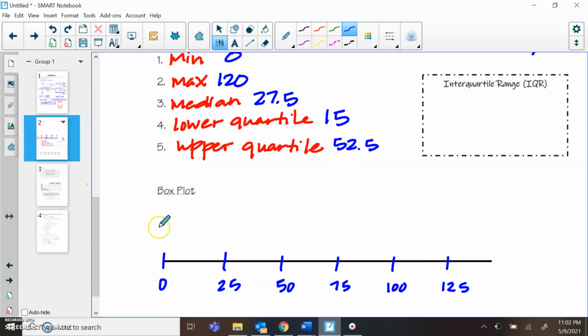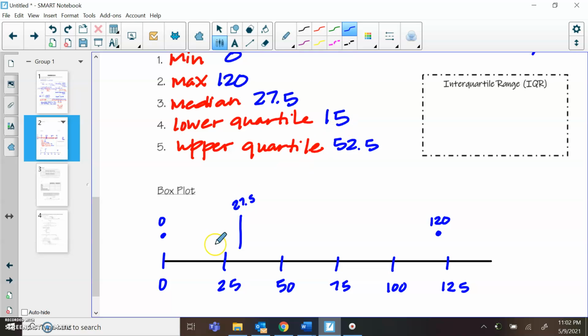So the minimum 0, you're going to put a dot. Maybe label it. And then at your maximum 120, you're also going to do the same thing. Put a dot and label it 120. At your median, your lower quartile and your upper quartile, you're going to put a line. So my median was 27.5. So I'm going to find 27.5 and I'm going to draw a straight line. I'm also going to label that.